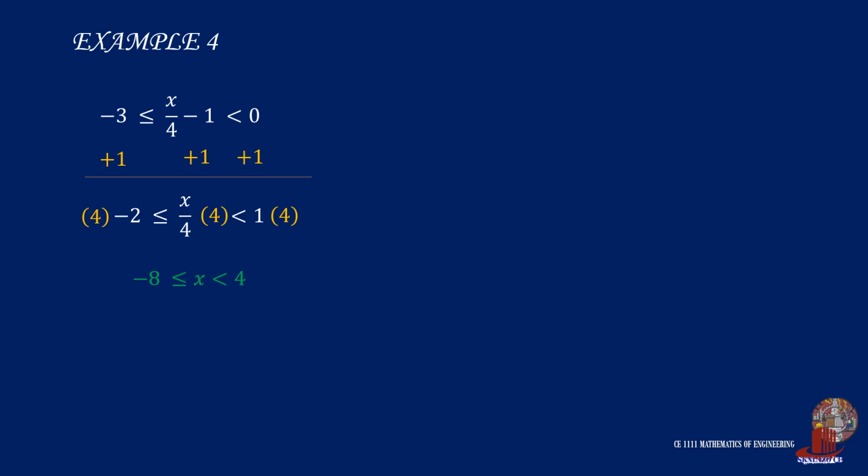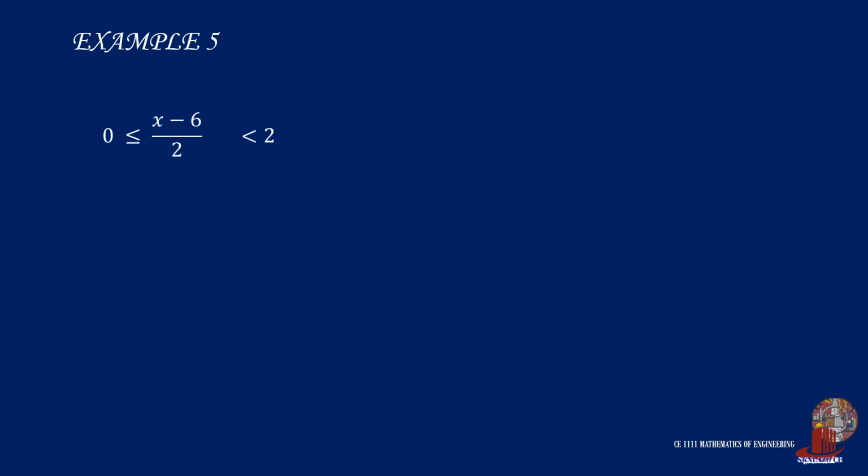As x falls between negative 8 and positive 4, we can illustrate the answer as a filled dot on negative 8 and a hollow dot on positive 4, and they are connected together. In interval notation, this can be written as an open bracket with negative 8, then 4 with a closed parenthesis.